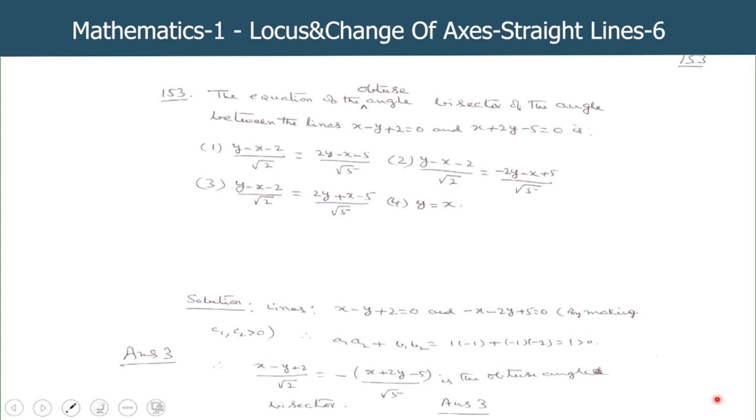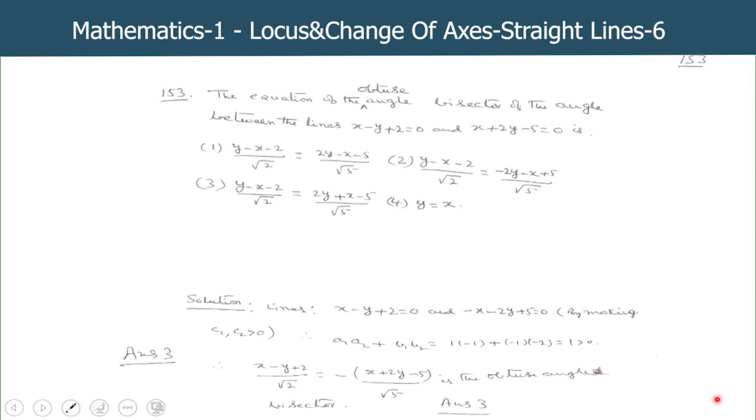Then if a1a2 plus b1b2 is negative, the bisector with plus sign will give you the acute angle. If positive, the bisector with the minus sign will give you the acute one. I think it is discussed in the intermediate textbook. But the book is the question bank for EAPCET written and published by Telugu Academy. In that it was given. So you go through that one.